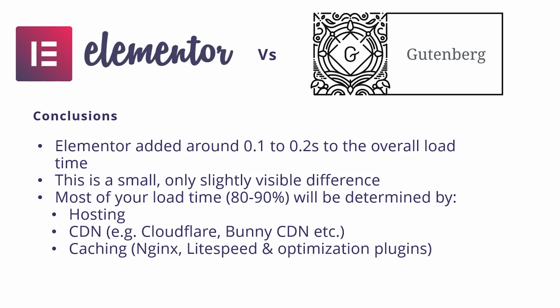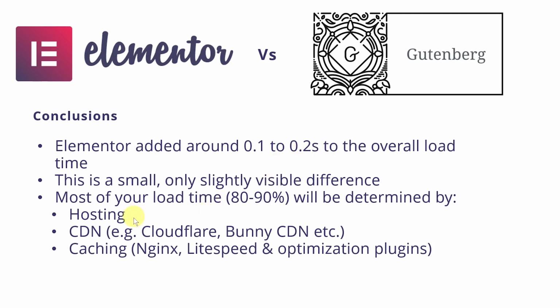So finally, for our conclusions, we can say that Elementor probably adds 0.1 to maybe 0.2 seconds to the overall load time. And it's small. It's a slightly visible difference as we saw on our video comparison, but it's not a really big difference that's going to change the user experience all that much. So what you've probably realized by now is that 80% of your load time is determined by your hosting, your CDN, like using Cloudflare or Bunny CDN, and your caching. The actual choice of page builder makes a small difference, but it doesn't make most of the difference.